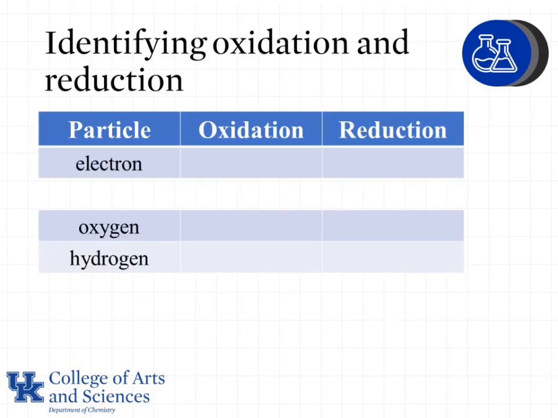Let's complete this table to summarize the changes that happen in oxidation and reduction. In looking at electrons, for an oxidation, we will always lose electrons. For a reduction, we will gain electrons. For an oxidation reaction, when we look at oxygen and hydrogens for organic and biological reactions, we will see that we can either gain oxygens or lose hydrogens. For a reduction, we will lose oxygens or gain hydrogens.